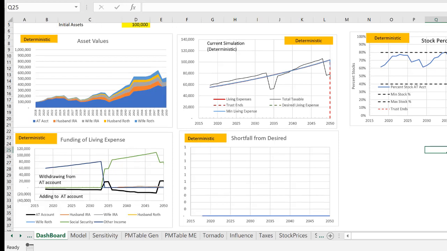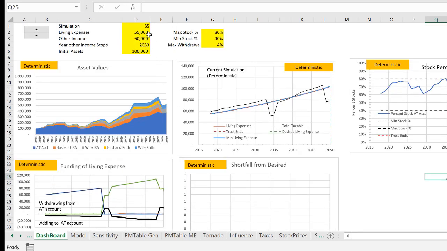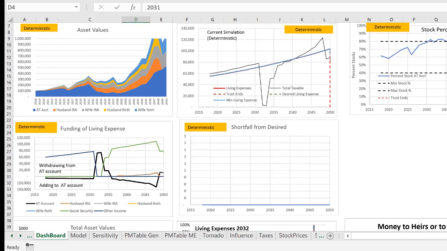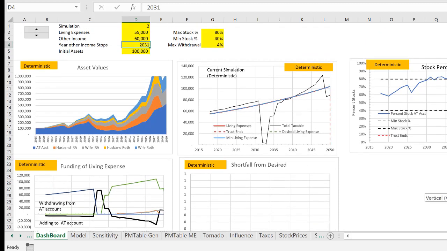So with this 55,000, let me come back here to simulation 2. Would that allow me to retire 2 years earlier? Perhaps I could retire in 2031. That might be nice. And I still have no shortfall. I'm taking more money out of my after-tax account, and you can see it dips down here, but I'm still doing all right. Let's go a couple more years. 2029.